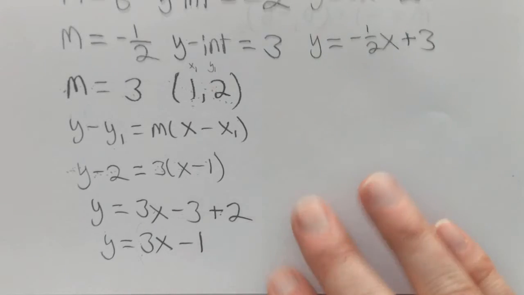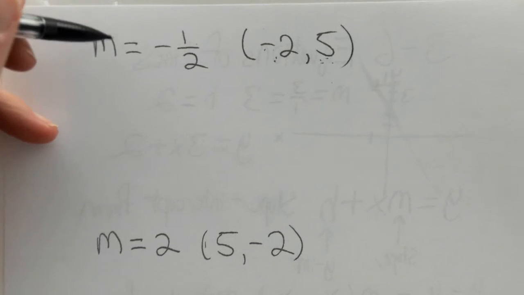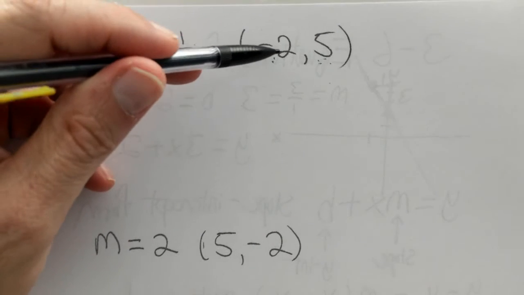All right, let's try another one. Okay, so suppose they tell me that the slope is negative 1/2 and a point on the line is negative 2, 5.